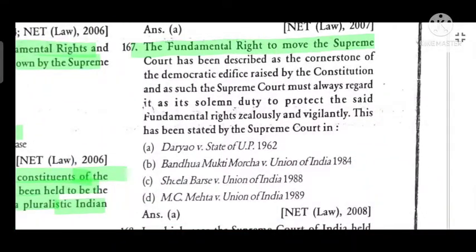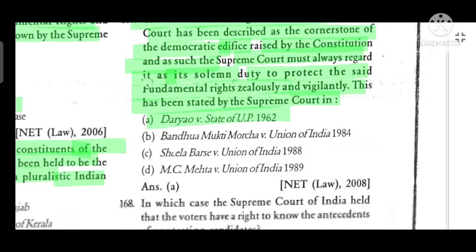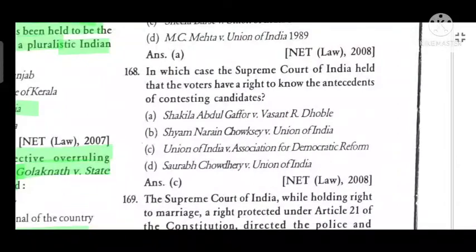The fundamental right to move the Supreme Court has been described as the cornerstone of the democratic edifice raised by the Constitution, and as such the Supreme Court must always regard it as its solemn duty to protect the said fundamental rights zealously and vigilantly. This has been stated by the Supreme Court in Daryao versus State of UP, 1961.